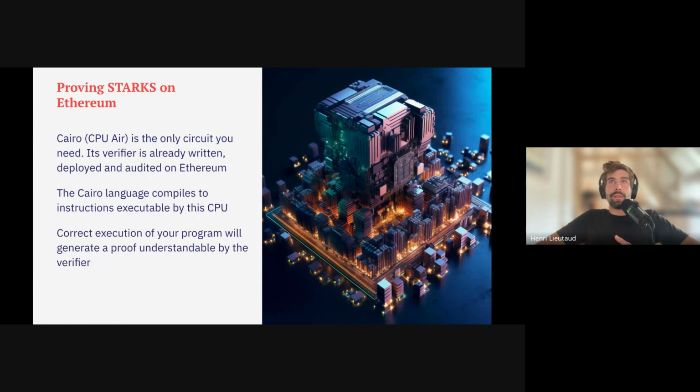Here, the big advantage is that you don't have to redeploy everything. You don't have to re-audit everything. The circuit part of it is already taken care of. Cairo, the language, is compiled to a set of instructions that get executed over this CPU. And that's the main thing. Okay, so Arsh is saying CPU air.